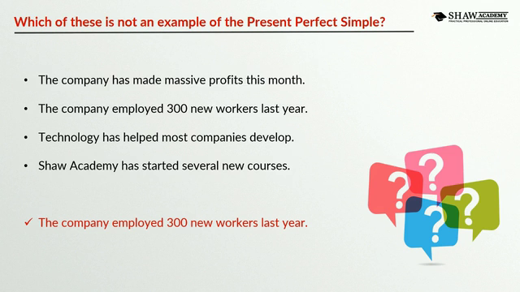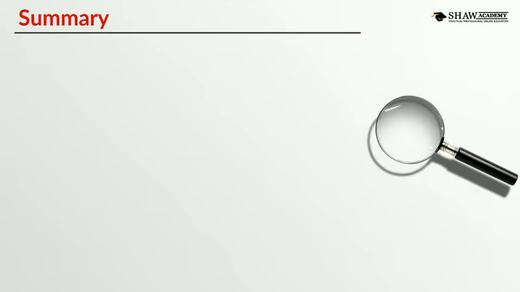It is number 2. The company employed 300 new workers last year. What is that? That is not the present perfect. Can anyone tell me what tense that one is? The company employed 300 new workers last year. Exactly, guys. Brilliant. It's the past simple. Very good. I think Ali was the first person to get the answer in there. It's the past simple. So, guys, that's it for tonight's lesson.